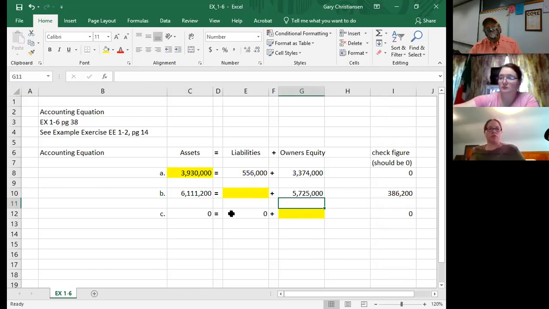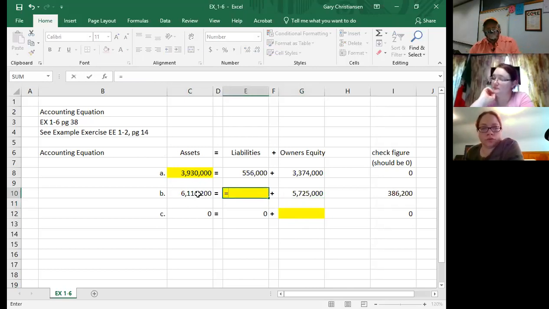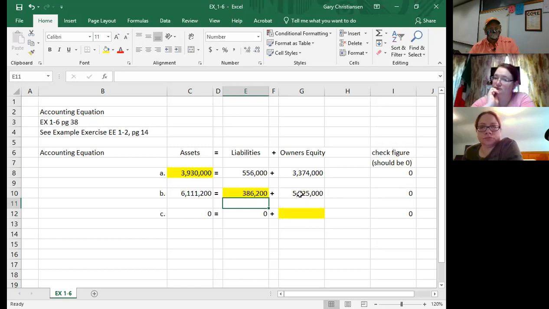All right, so we know the left side of the equation. We know part of the right side of the equation. All we need to do is do some subtraction. This assets minus owner's equity will equal liabilities. Has to, it just does. So let's do that. Equal sign, assets minus owner's equity is our liability total.